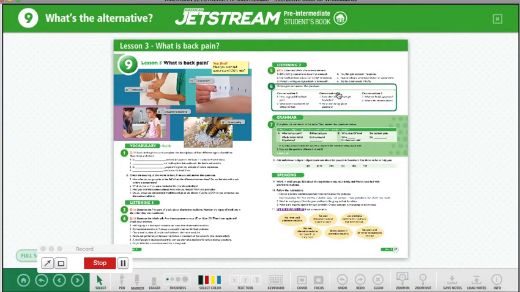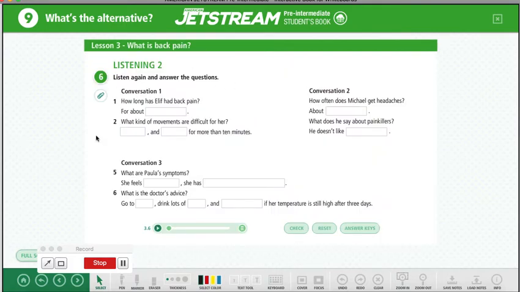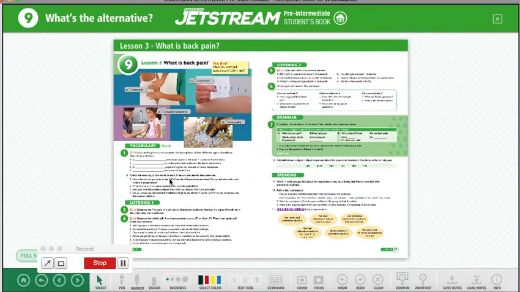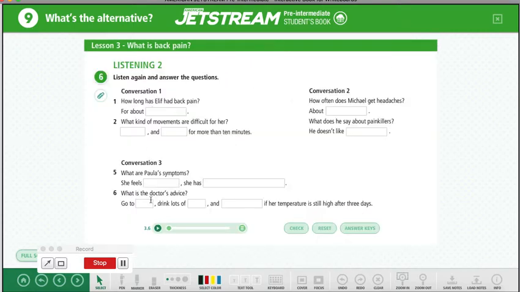In exercise number 6, let's do it slower. Number 1 with the audio, number 2 in the notebook. If it is necessary, check the table. Number 3 and 4 with audio, number 5 with audio, and then this one with the same audio as activity 5. Okay, here we have some questions.